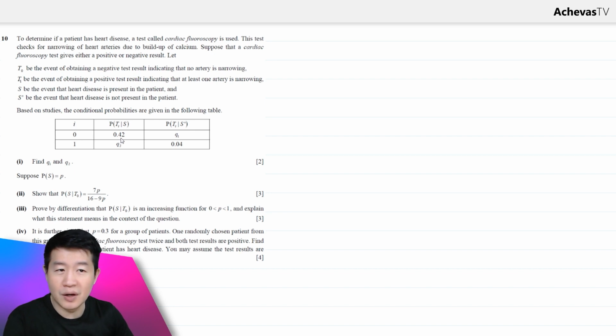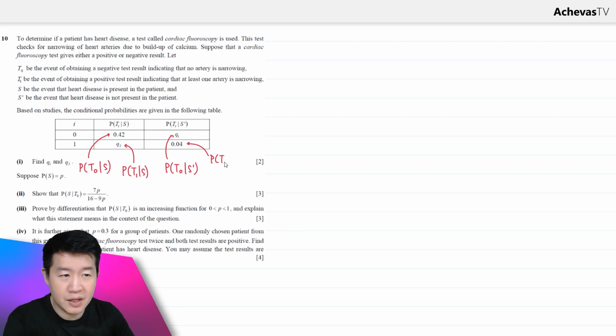And when I is equal to 0, I'm getting this, which means that this probability here, 0.42, is a representation of probability of T0 given S. Because I is equal to 0, Q2 over here is probability of T1 given S. Similarly, Q1 here, when I is equal to 0, we are talking about probability of T0 given S prime. And this is probability of T1 given S prime. And we are supposed to find Q1 and Q2.